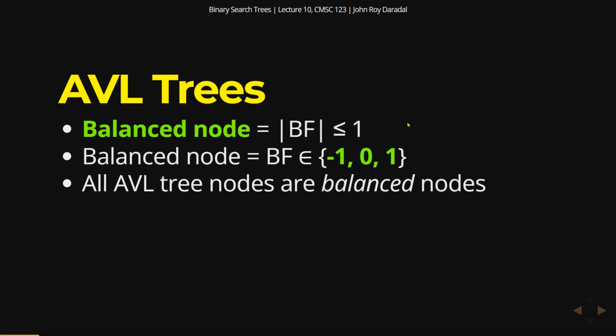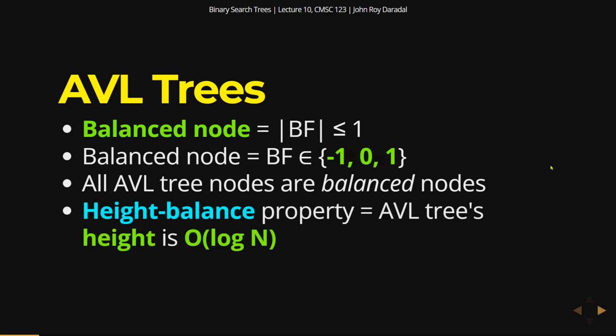Okay, so a BST is called an AVL tree if all nodes are balanced nodes. So that means that all of them have this as the balance factor. Okay, so because of the height balance property, this will assure that the tree's height, or the AVL tree's height, is O of log n, because you're more or less balanced in all levels, right?